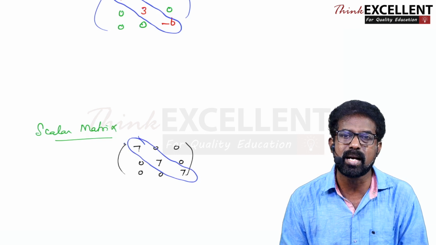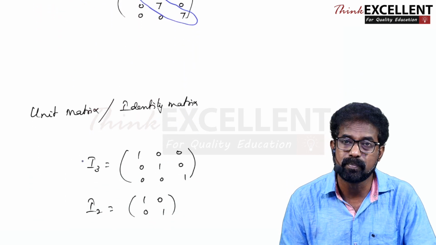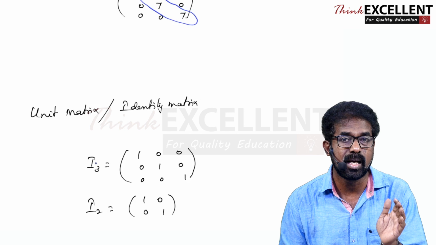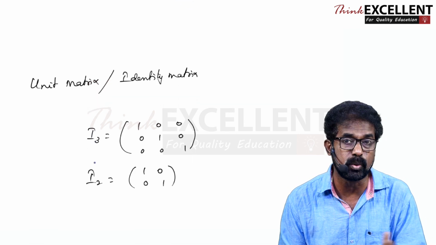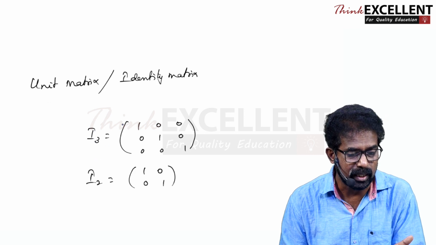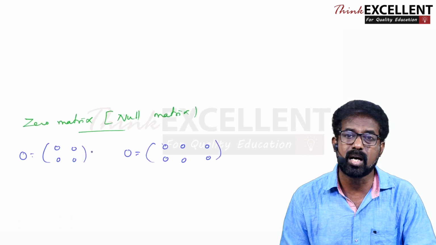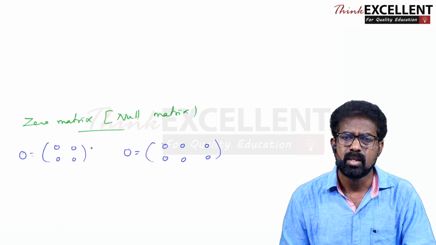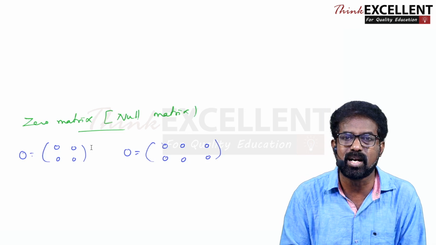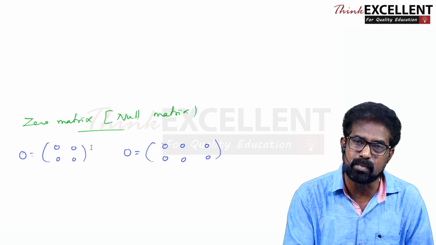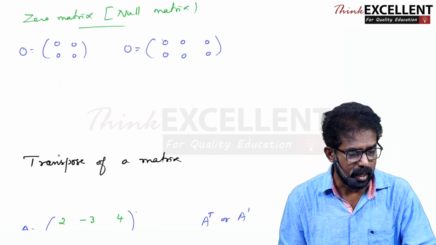In particular, if diagonal elements are all 1 and other elements are 0, that we call it as identity matrix, or we call it as unit matrix, and we denote it as I. I3 is the identity matrix of order 3. I2, identity matrix or unit matrix of order 2. Okay, diagonal elements are 1, other elements are all zeros. Then 0 matrix, or we call it as null matrix. Any order can come, but all the entries are zeros. So that matrix we call it as what? 0 matrix or null matrix. So it can be a square matrix or it is not a square matrix.